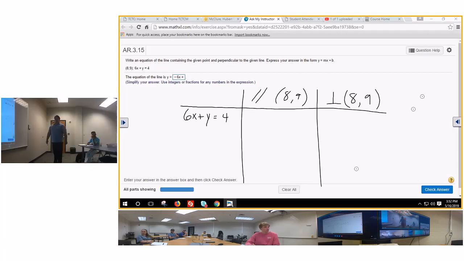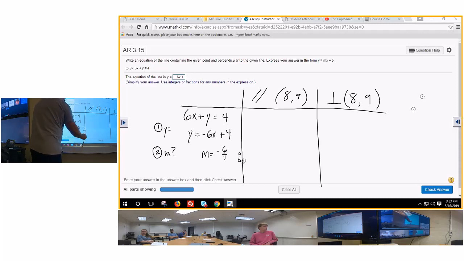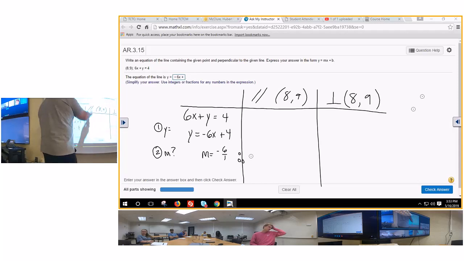The first step is you solve for y. So 1, solve for y. So y is equal to -6x plus what? 4. What is m? M is equal to what? -6 over 1. Therefore, for a parallel line, what is your m going to be on your parallel line? Is it going to be the same? Yes. Now you've got a point and a slope, you can use a point-slope equation.